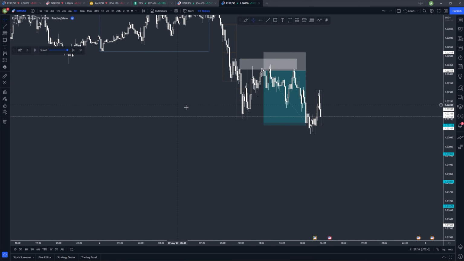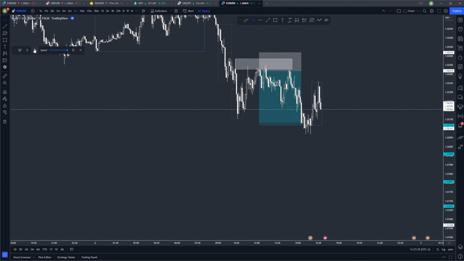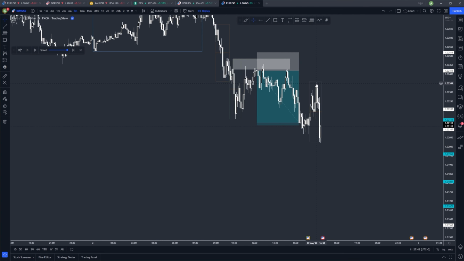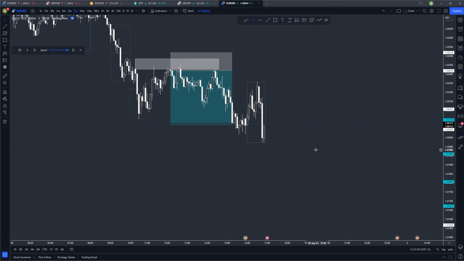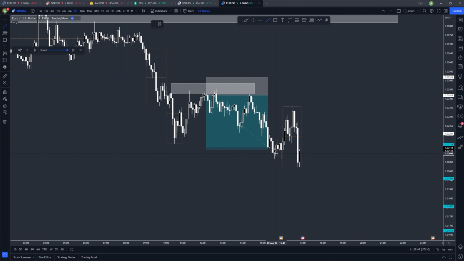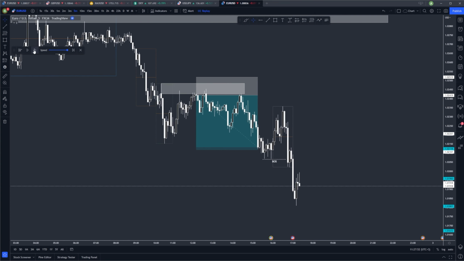You see how I focus only on these 2 specific sessions, which is London and New York. I only trade during those times. So New York Open comes here and then drops. Let's see if we have a retracement, because we made a new break of structure here. Break of structure down, so let's see if we have a retracement or not.